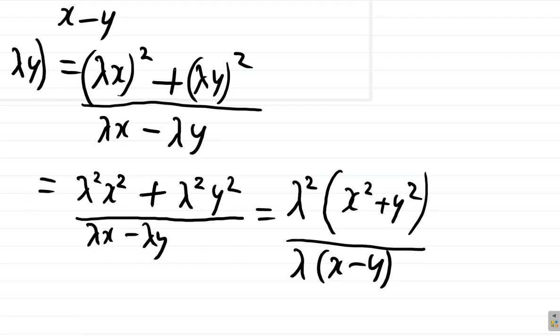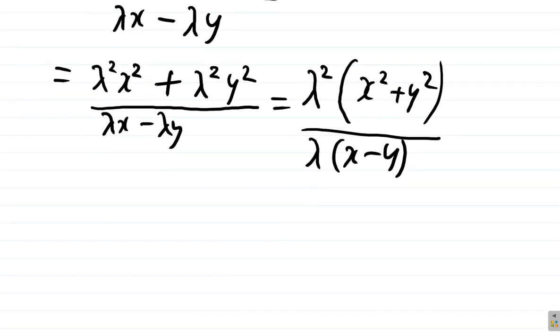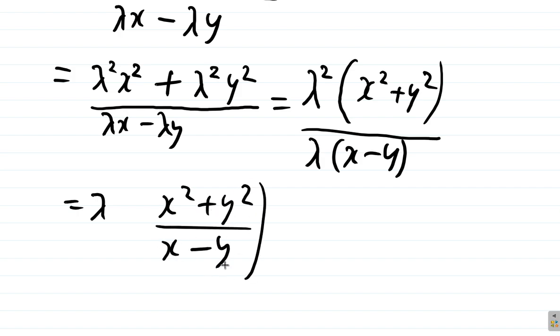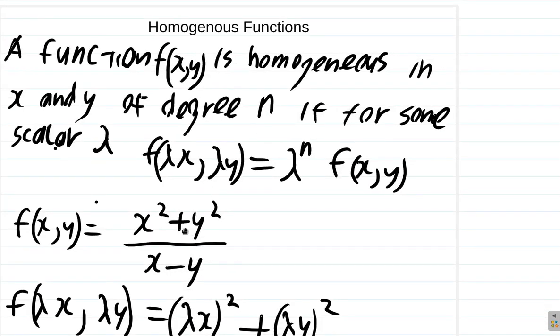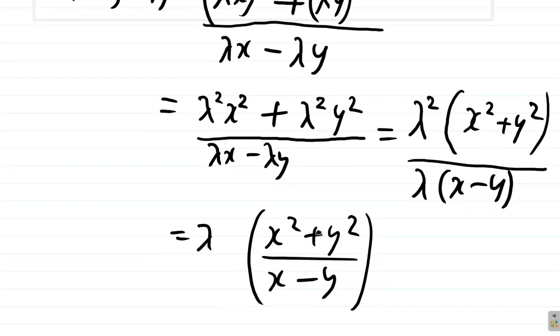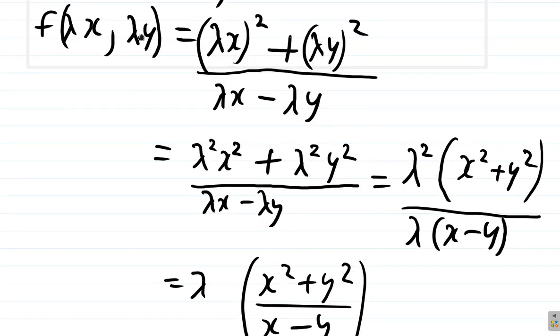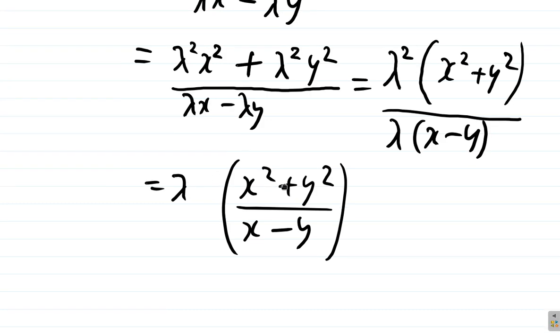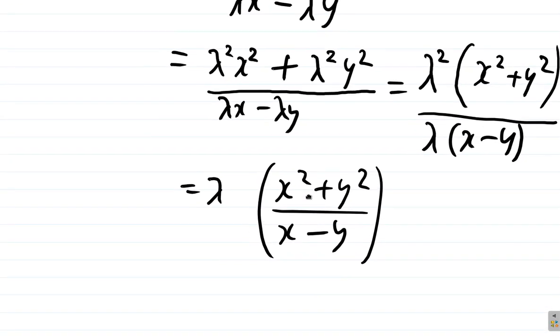Okay. Now what can we do with this? Well, you see here, lambda squared divided by lambda is lambda. So it's lambda times x squared plus y squared divided by x minus y. Let's compare this to what we have up here. f of x, y was x squared plus y squared over x minus y. But f of lambda x, lambda y is lambda times x squared plus y squared over x minus y. Alright.